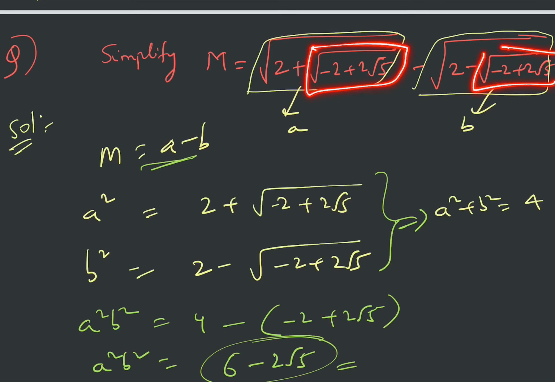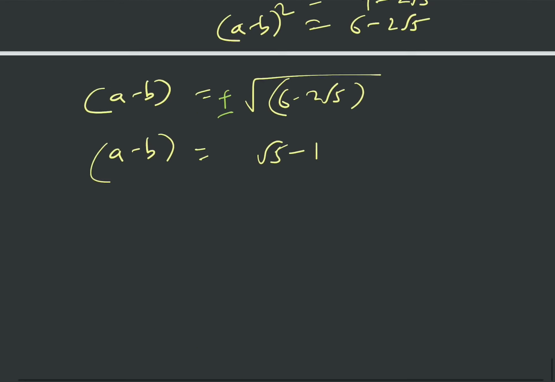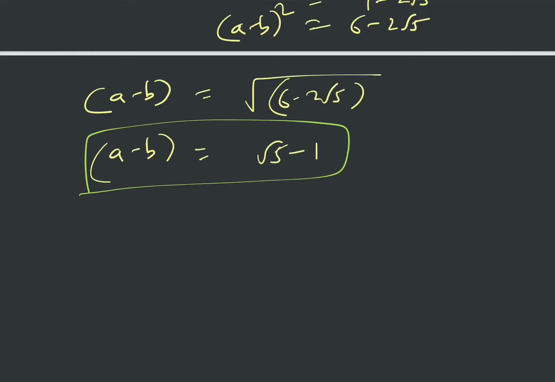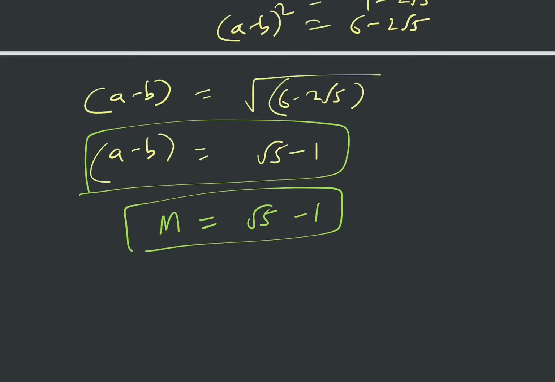So this is positive, this is positive. So 2 plus some positive thing, 2 minus some positive thing. So A is clearly bigger than B. So bigger number minus smaller number will always be positive only. So that's why I am just avoiding plus minus, I am just taking it as plus. And finally you have A minus B as root 5 minus 1. So our M is nothing but root 5 minus 1, right?